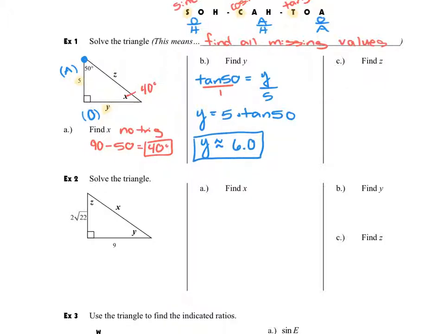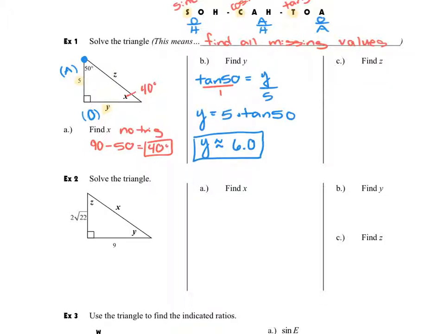Now, when I go to find z, what's important is that I do not want to do the Pythagorean theorem because this value here is an approximation. So if I try to square this number for the Pythagorean theorem, it's going to magnify the amount that I rounded. So instead of using Pythagorean theorem, I need to do trigonometry again.